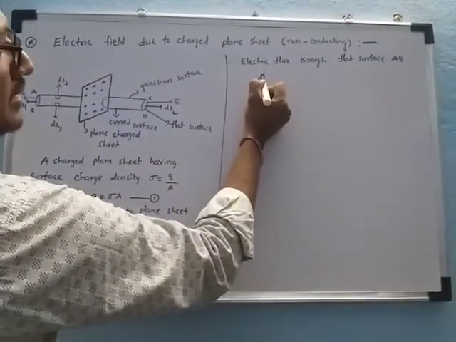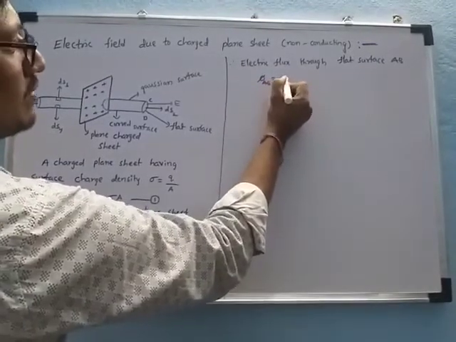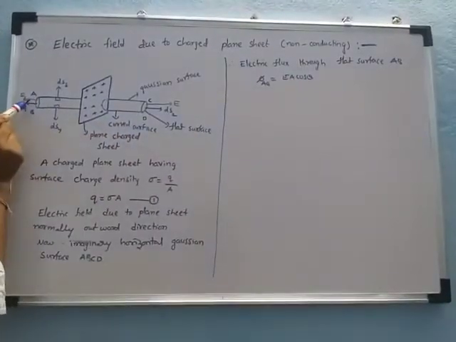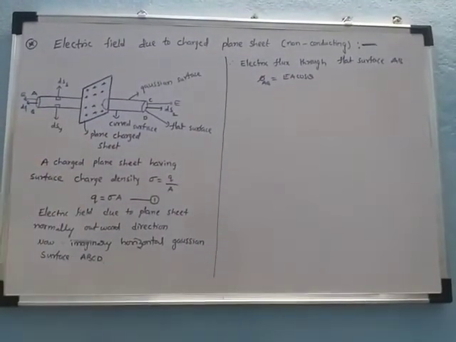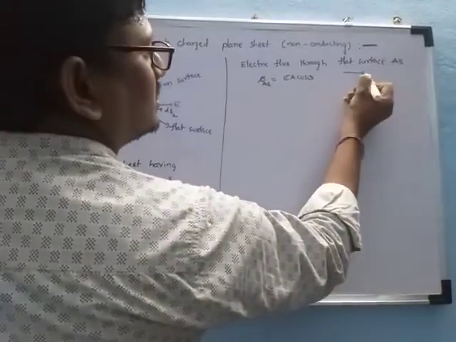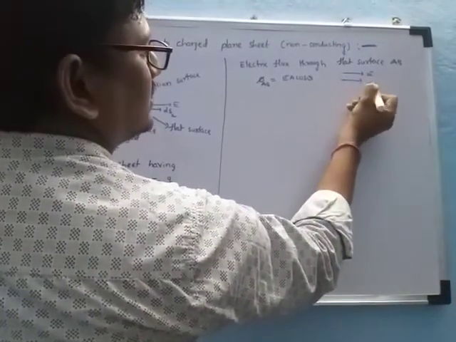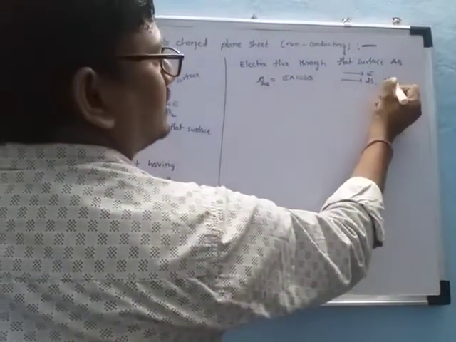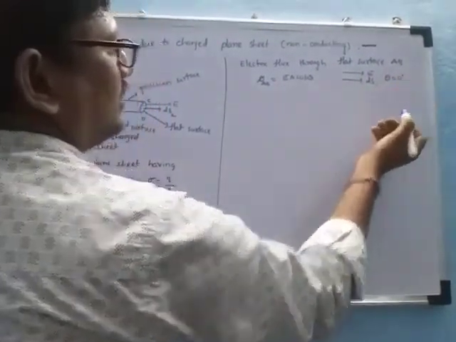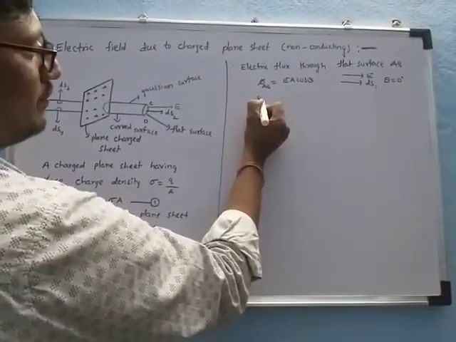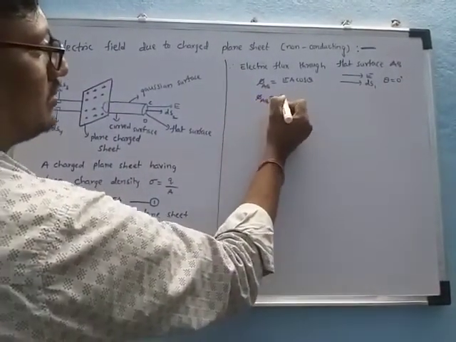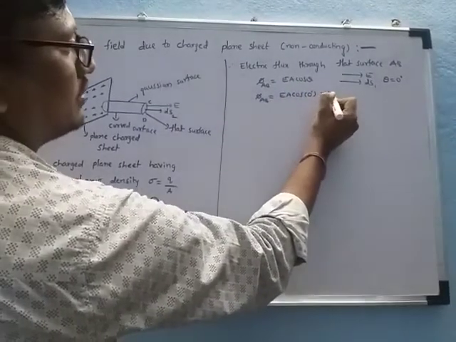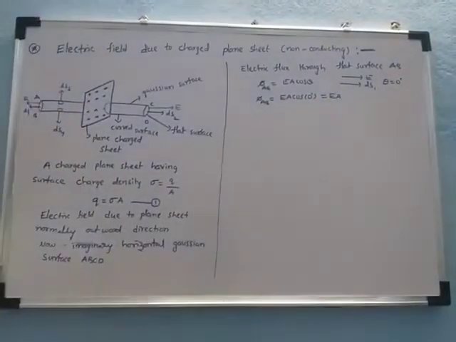The flux phi AB is equal to EA cos theta. Observing the flat surface and the electric field, both have the same direction, so the angle theta is equal to 0 degrees. Then phi AB is equal to EA cos 0 degrees, which is equal to EA.